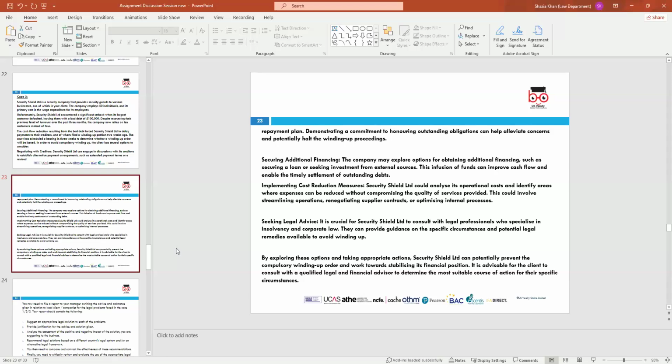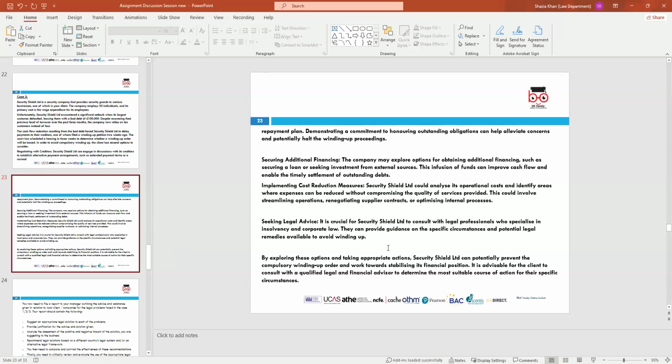Implementing cost reduction measures. Security Shield could analyse its operational costs and identify areas where expenses can be reduced without compromising the quality of services provided. This could involve streamlining operations, renegotiating supplier contracts, or optimizing internal processes. Seeking legal advice. It's crucial for Security Shield to consult with legal professionals who specialize in insolvency and corporate law.